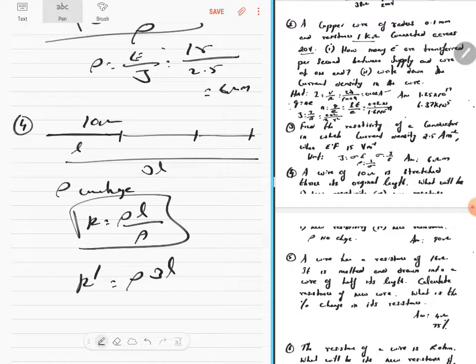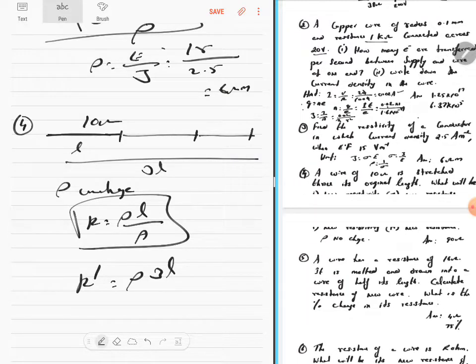Definitely if you are stretching a wire, the radius will also get affected. But what you know is the volume of the wire remains unchanged. The volume of the initial wire is equal to the volume of the final wire. Since when you stretch the volume remains unchanged, let's take it as a cylinder, pi into r square into L is the original volume, which will be equal to pi into r dash square, the new radius, into the length 3L. They both have to be equal because volume remains unchanged.